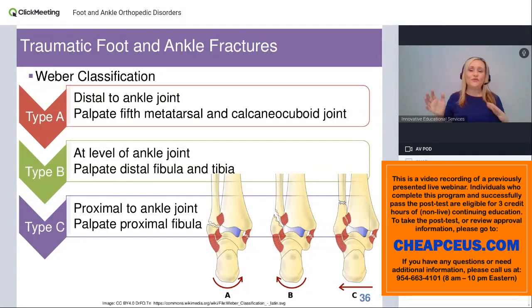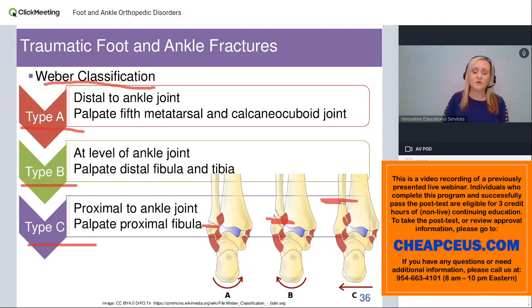Taking a step away now from those ligamentous injuries, we'll just want to mention traumatic ankle and foot fractures. The Weber classification is what is utilized, looking at these fractures in pediatrics and adult patients involving that lateral complex. Type A is going to be occurring distal to the ankle joint where that fracture would be located. Type B is going to be higher up, more at that level of the ankle joint. And then type C is going to be up a little higher, more on that proximal fibula.